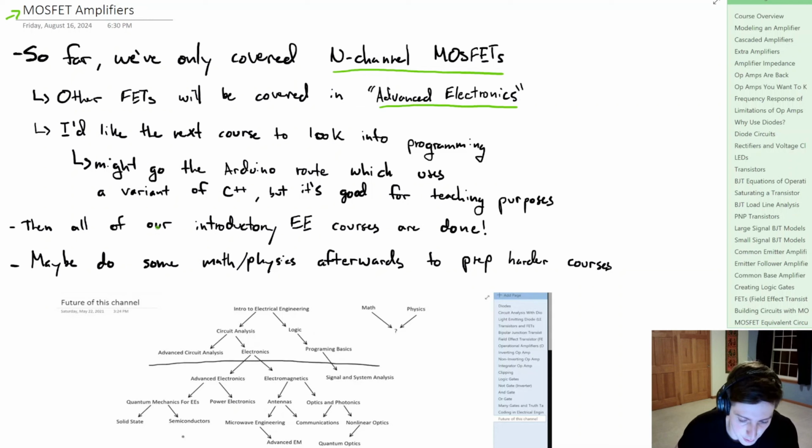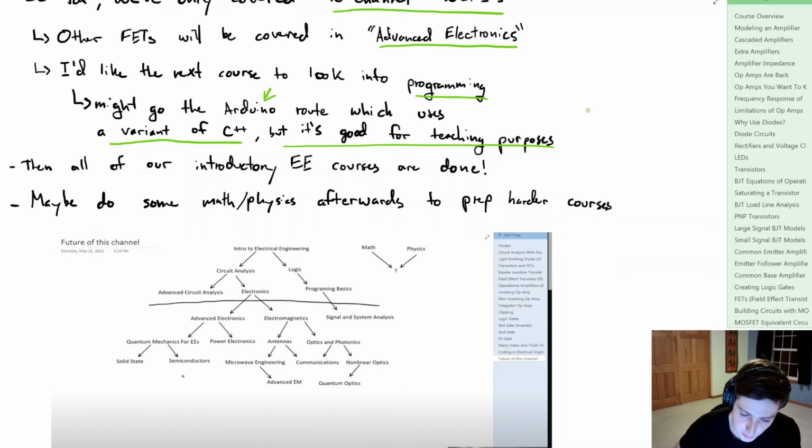Now, looking to the future, the next course that I'd like to look at is kind of an intro to programming course, something that's kind of basic. So for that, I might look into using something like an Arduino, and the Arduino uses a variant of C++. Now after that, we are pretty much done with all of the introductory EE courses.